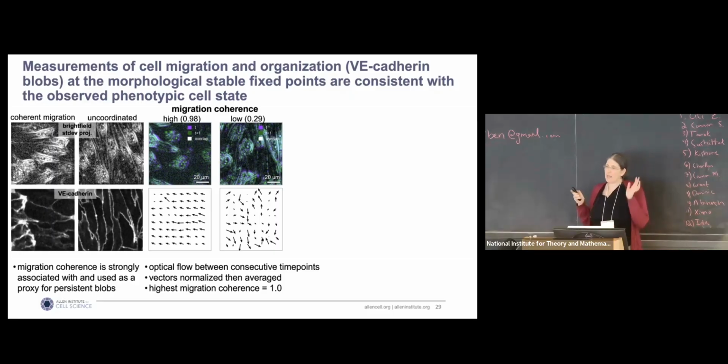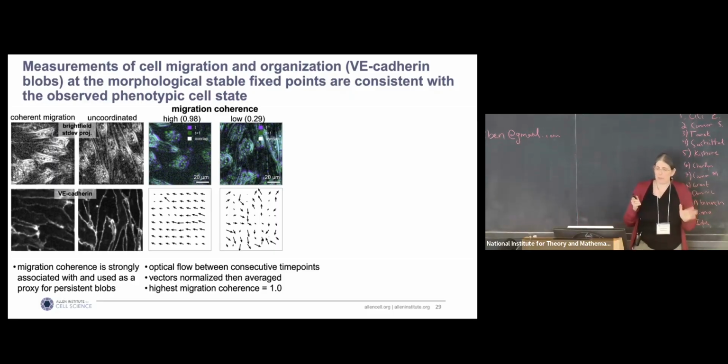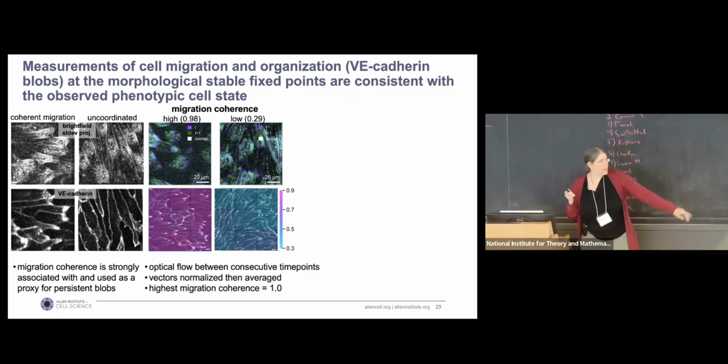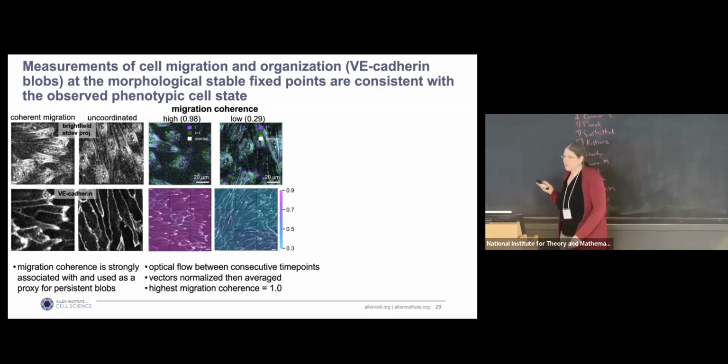And fortuitously, after lots and lots of looking at our data, we also found that the blobs, the persistent blobs, are incredibly closely associated with migration coherence. And so we're going to use that as a proxy for those as well, which you can see here if you look at the larger sort of image.